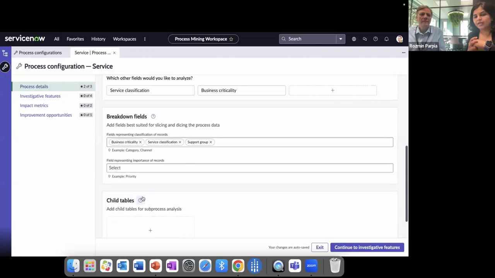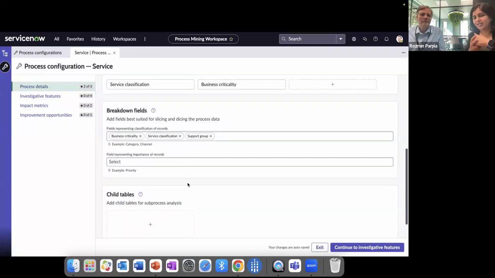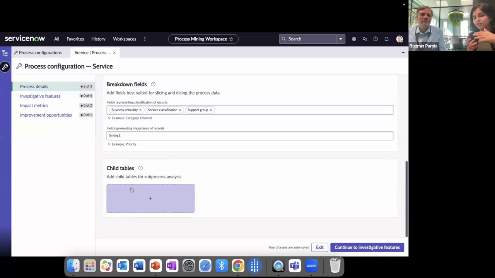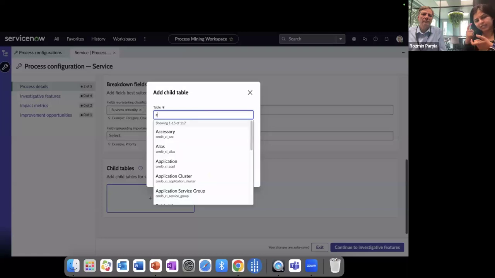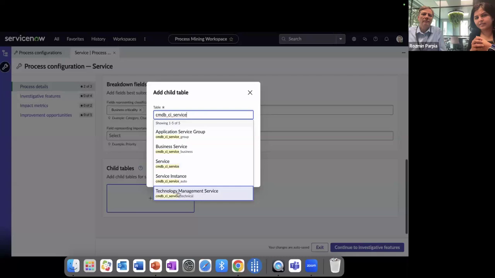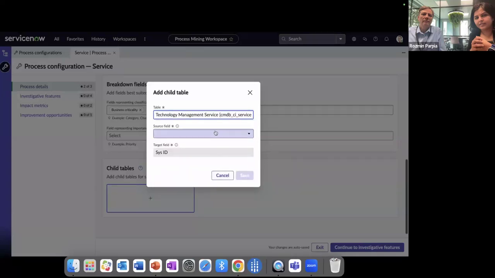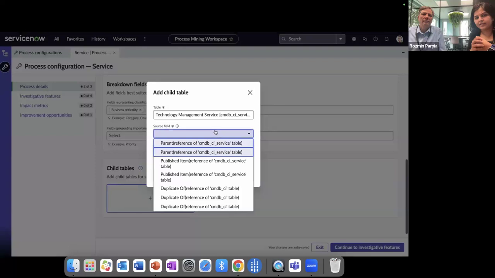Once you add those breakdowns, you need to add child tables if you're interested in mining all the child services. And this is where there's a very important step, where you could add the three types of services we discussed today. The first one is the technology service, so CMDB CI service. We are first picking up the technology service. And once you pick that up, what is the relationship? This is a very important step.